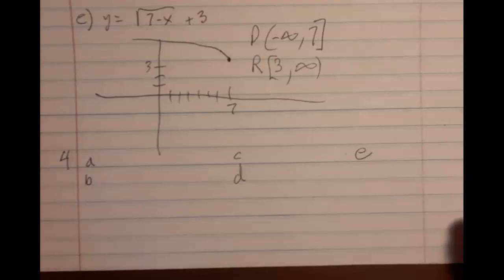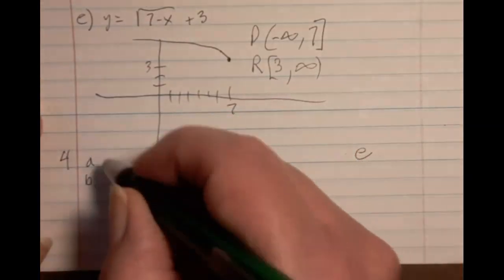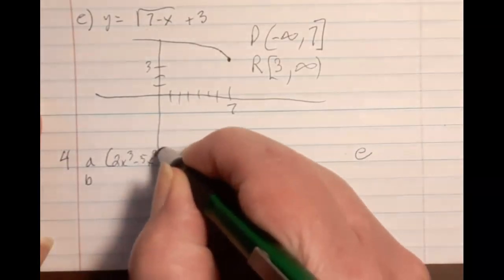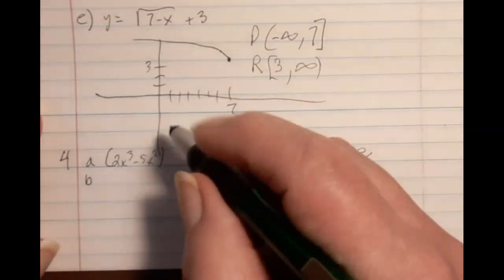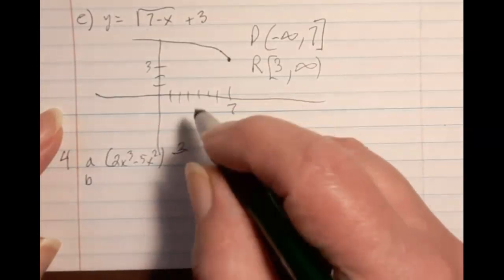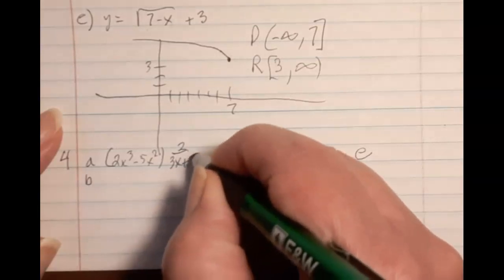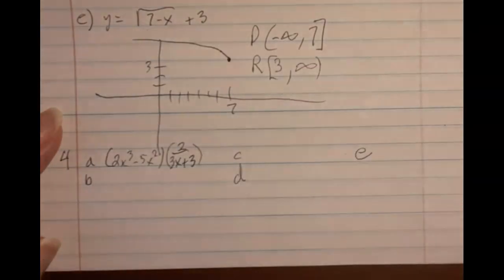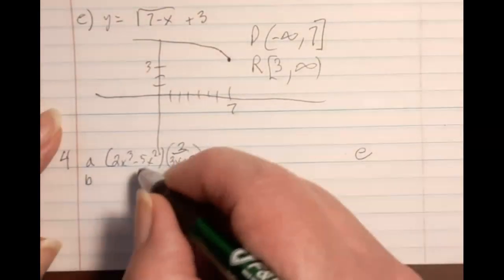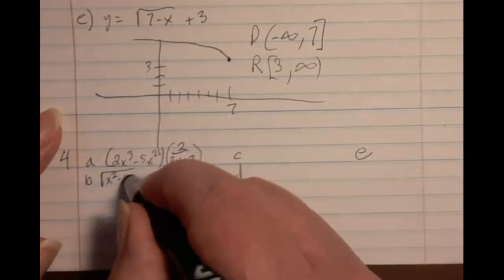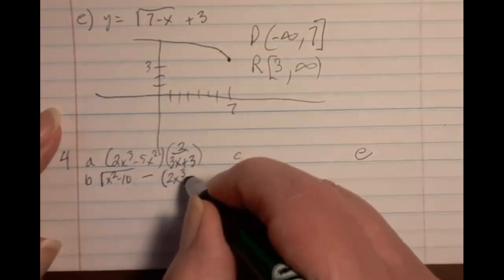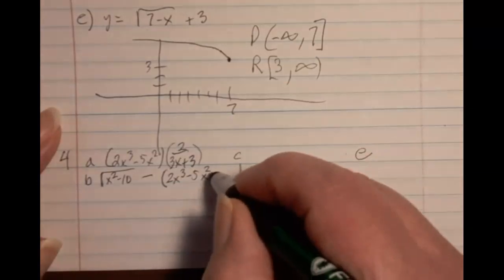For question 4, we are combining functions. So f times h is just, it doesn't say to simplify this, will be 2x cubed minus 5x squared times h would be the square of 2, and it should be w there. Sorry, there's a typo. So it should be 2 over 3x plus 3. I could put that in parentheses if it makes me feel a little better. G minus f rather, is the square root of x squared minus 10 minus f is, I need this in parentheses, 2x cubed minus 5x squared plus 10.